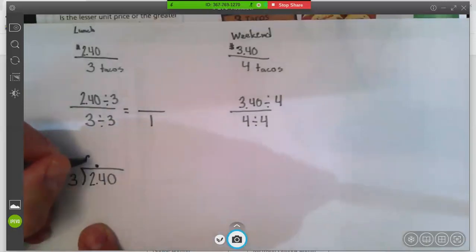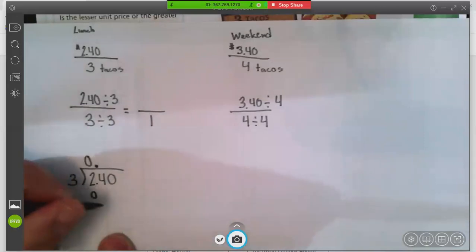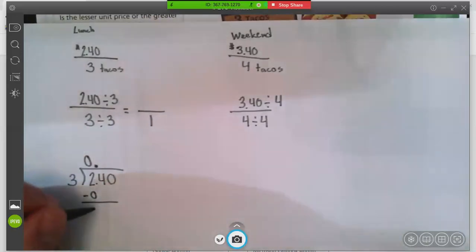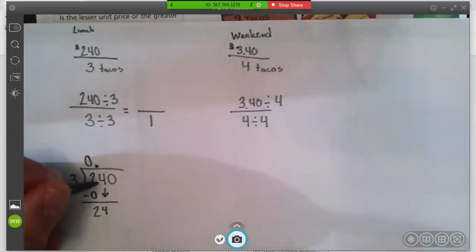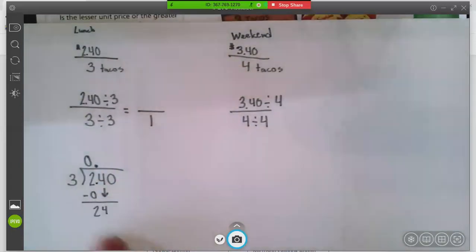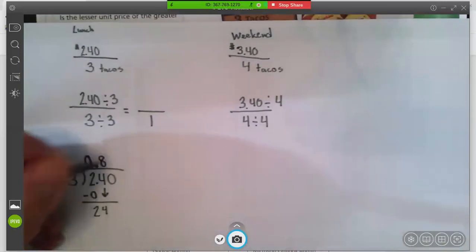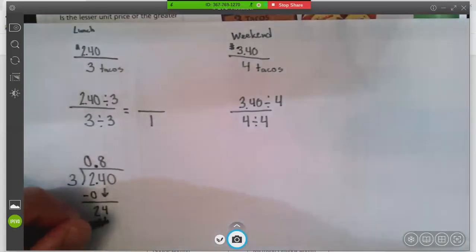It can't. It goes in there 0. So I'm going to go ahead, subtract 2 from 0, 2, bring down the 4. Okay, notice that I put my decimal point there. Now, how many times does 3 go into 24? 8. Very good. 8 times 3 is 24.